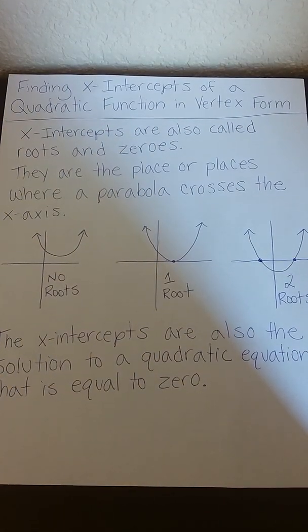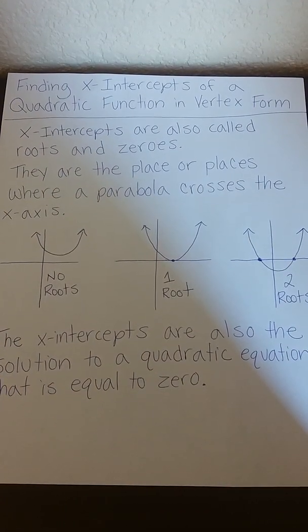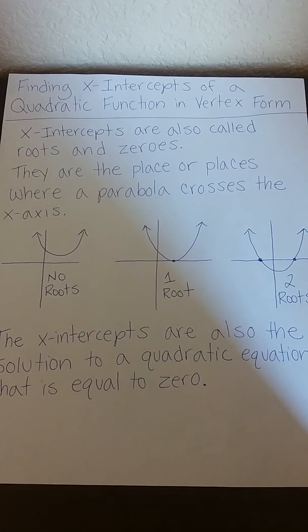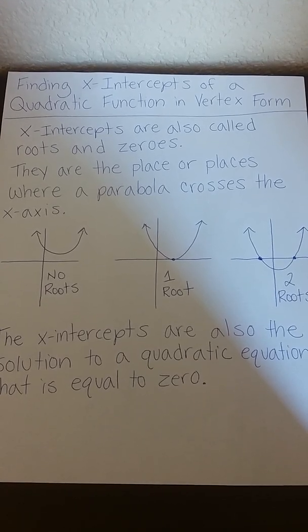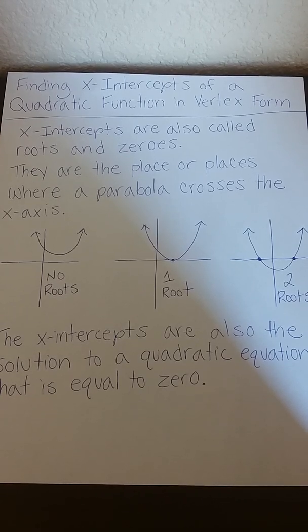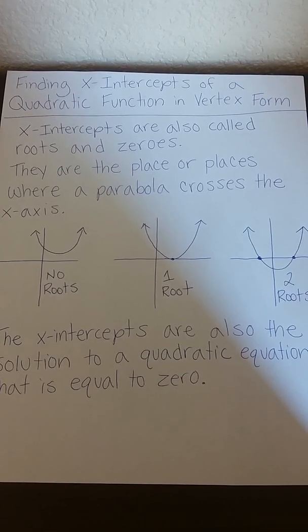Hi! Today we're talking about finding the x-intercepts of a quadratic function that's written in vertex form. X-intercepts are also called roots and zeros. They are the place or places where a parabola crosses the x-axis.